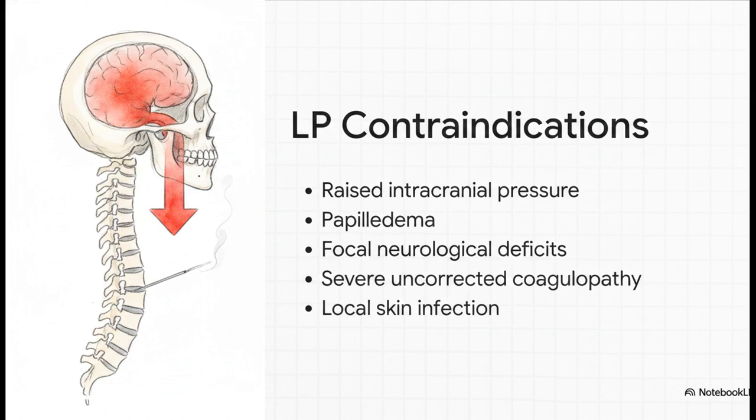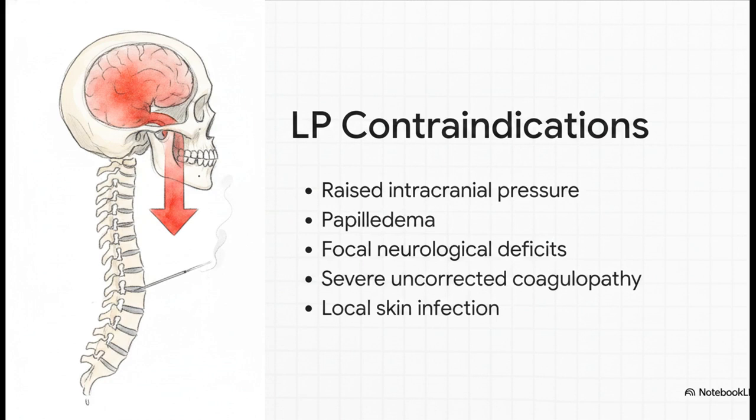If the pressure inside the skull is dangerously high and you go and puncture the dural sac down in the lumbar spine, you suddenly vent that pressure from below. That extreme pressure gradient violently forces the brain downwards, causing a fatal tonsillar herniation, literally crushing the brainstem right into the foramen magnum. There's no coming back from that.